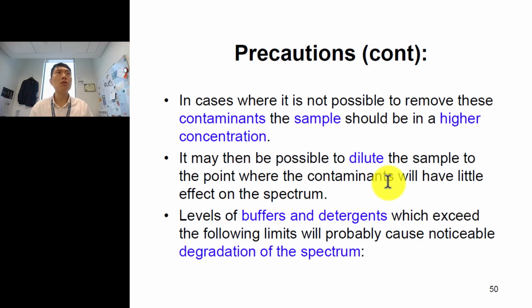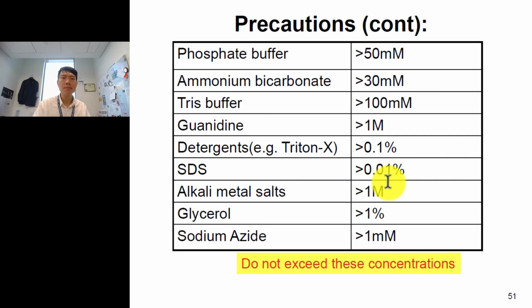So once again, you either have a not very reproducible spectra, that means every time you scan the sample, you have all different kinds of relative intensity and more signals. Can't be sure. So in general here, for this kind of salt buffer, do not exceed this concentration for each of them.